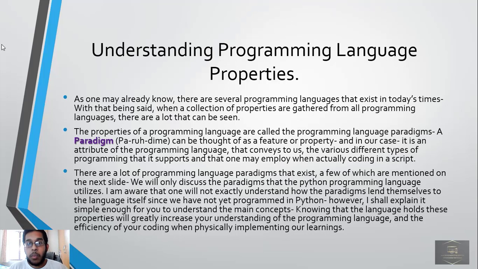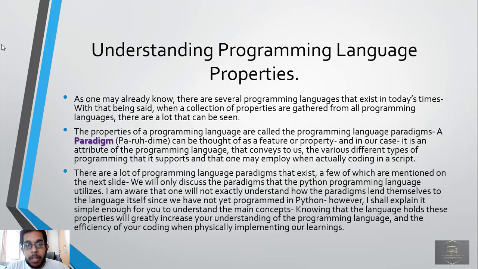Understanding programming language properties. As one may already know, there are several programming languages that exist in today's times. With that being said, when a collection of properties are gathered from all programming languages, there are a lot that can be seen. The properties of a programming language are called the programming language paradigms.